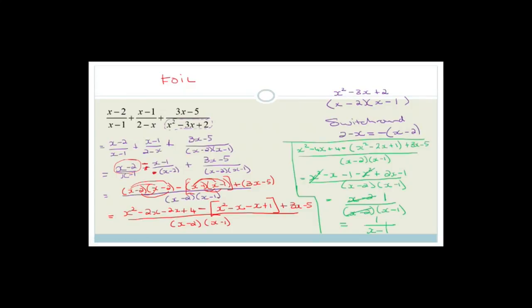Sure, so that's actually a very nice question because we had a trinomial you had to factorize over there. We had a switch around that we had to take care of. We had brackets with minuses we had to multiply in. So it was actually a very nice question. And then we had final cancelling.